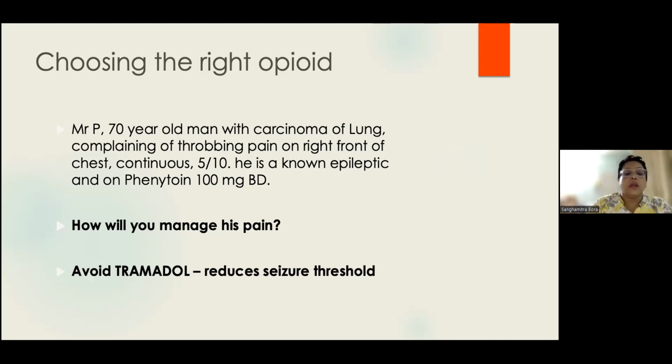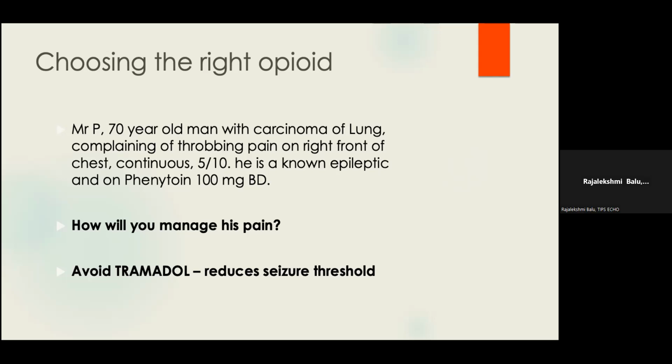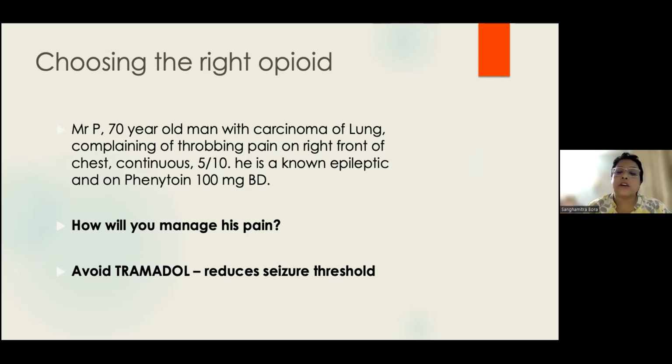So we need to understand that tramadol is a step 2 drug, but it reduces the seizure threshold. So for any patient who is a known epileptic, already on an anti-epileptic like phenytoin, we must not actually use tramadol.